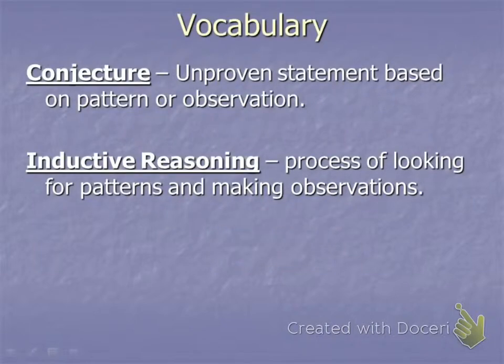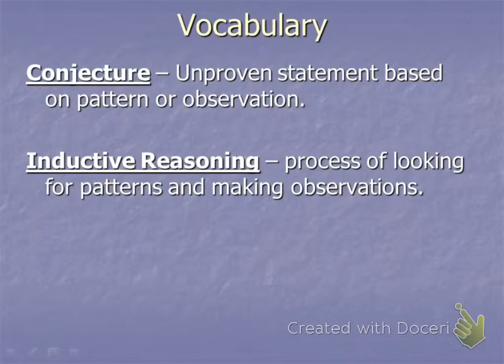Here's some vocab that you need to get started on today's lesson. The two words we're going to talk about are conjecture and inductive reasoning. A conjecture is an unproven statement based on a pattern or observation. Most of what we do today is completing conjectures. So we are going to try to observe patterns that appear in different types of examples of math problems.